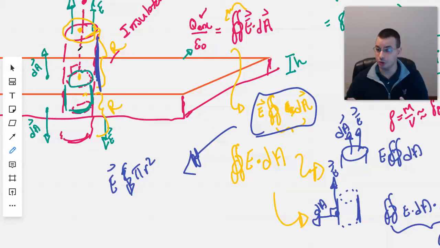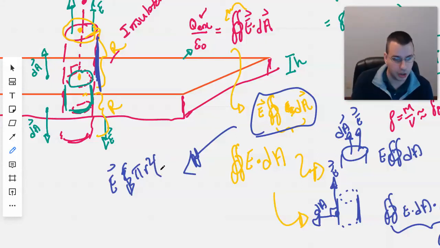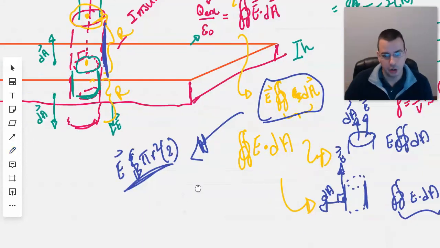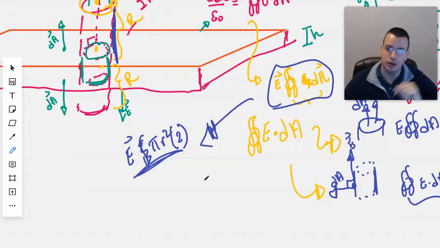Well, that's true, but the little area vector is also pointing down. So the electric field dot dA will give us the same answer. So what I'm going to do here is just write 2. So electric field times pi r squared times 2, one for the top, one for the bottom. Okay, so I know there's scribbles everywhere. Let's put it together a little bit.